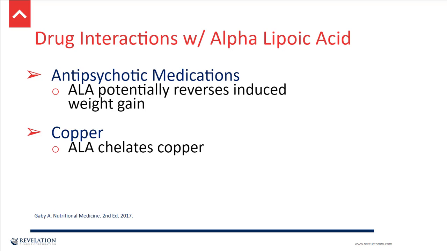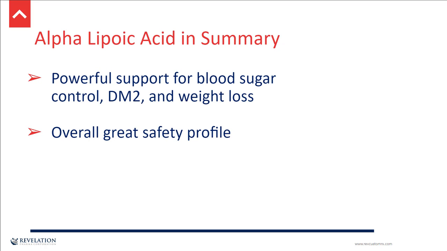And then, like I mentioned earlier, in Wilson's disease, alpha lipoic acid is a chelator of copper, so that's just something to be noted if the patient has any condition related to that.